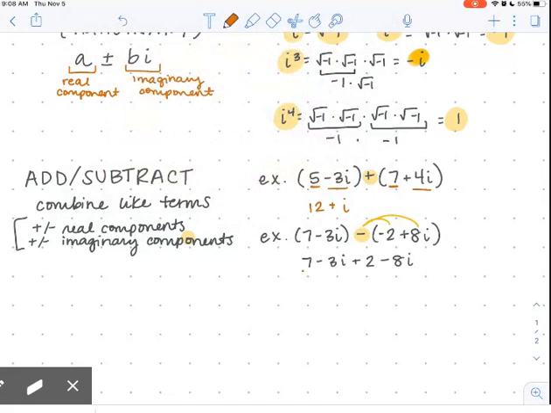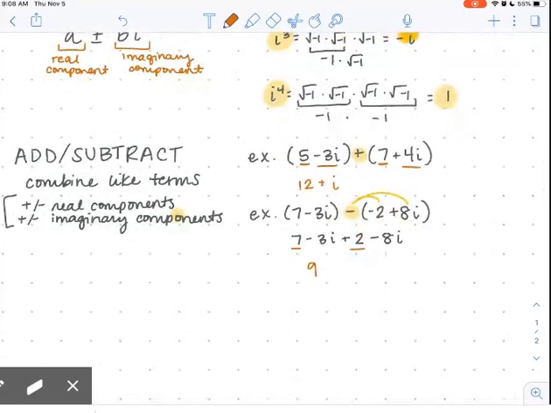And then we would combine the real parts. 7 plus 2 is 9. And the imaginary parts, negative 3i minus 8i is negative 11i. Feel pretty good about that? Okay. So addition and subtraction is pretty straightforward. We can also multiply and divide complex numbers.